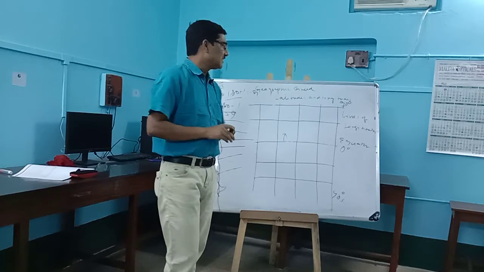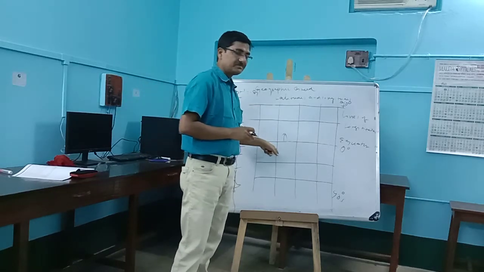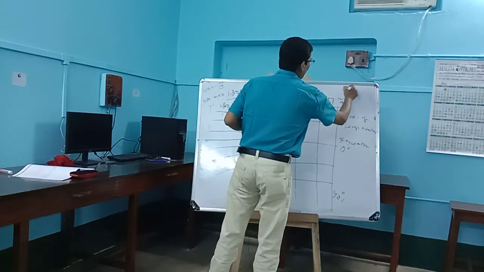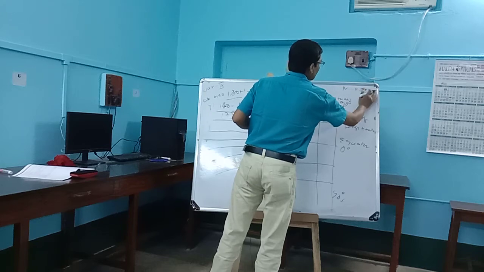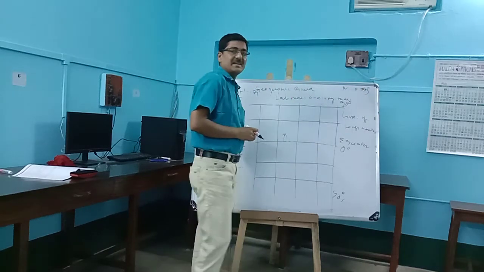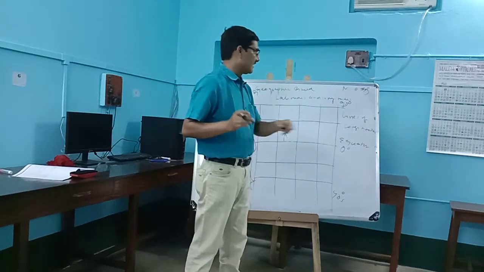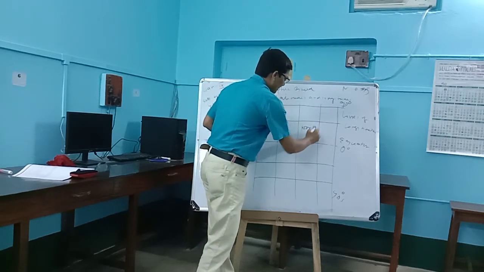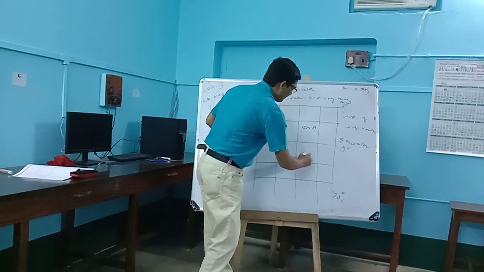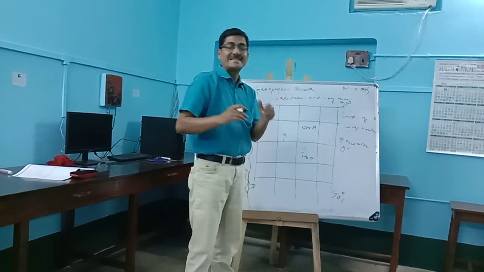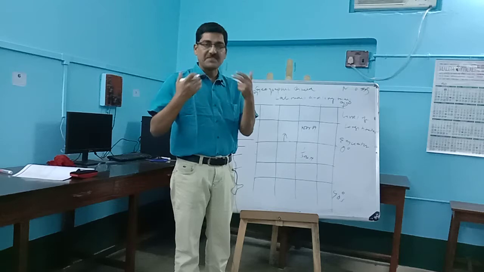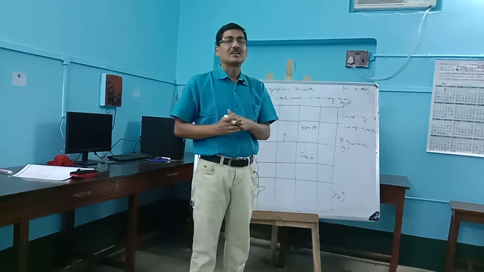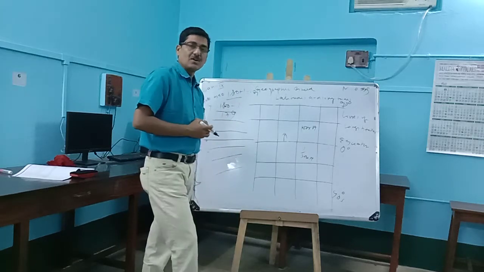Keep in mind, these lines of latitude we indicate by giving either N or S. What is N or S? It indicates north of the equator and south of the equator. So we must always mention the suffix, either N or S, which indicates north and south.